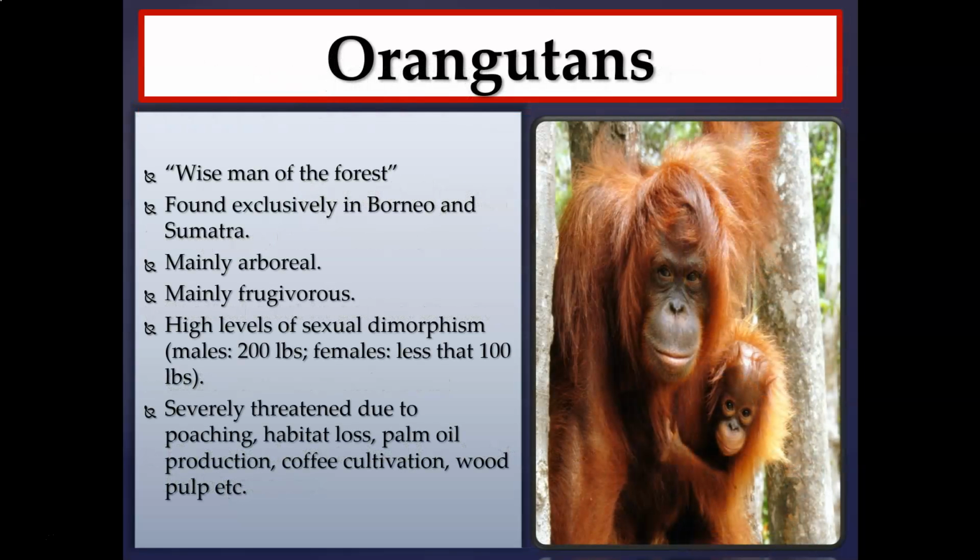All right, so let's talk about the orangutans first. The word orangutan means wise man of the forest, and natural habitats are found exclusively in Borneo and Sumatra in Southeast Asia. They are predominantly arboreal, predominantly tree dwelling, and they eat predominantly fruit, so they're mainly frugivorous. They do have very high levels of sexual dimorphism. Males on average are around 200 pounds and females generally are less than 100. So males are double the size of females. And unfortunately they are severely threatened due to poaching, habitat loss, the palm oil trade, coffee cultivation, and wood pulp.